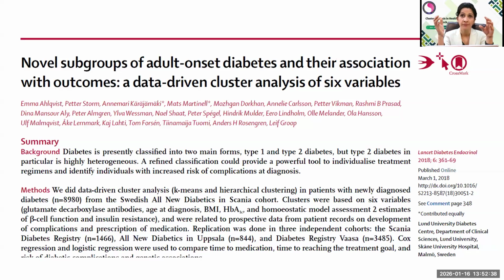So what they have done is, they used the two most common types of clustering method, which you can see here, the k-means and the hierarchical clustering, with newly diagnosed patients, and then they used these 6 variables. So what variables did they use? They used glutamate decarboxylase antibodies, age at diagnosis, body mass index, HbA1c, the homeostatic model assessment 2 estimates of beta cell function, and insulin resistance. So they have taken these 6 variables and they have taken the prospective data.